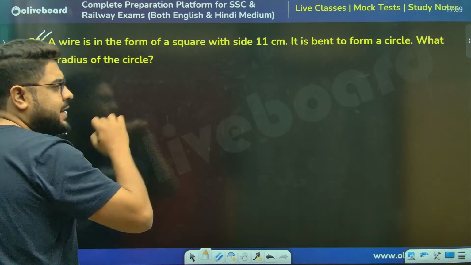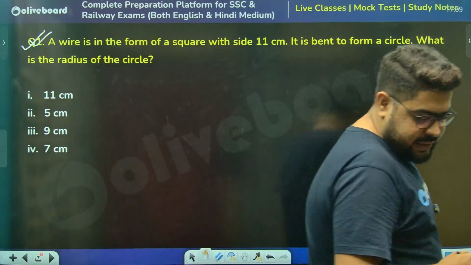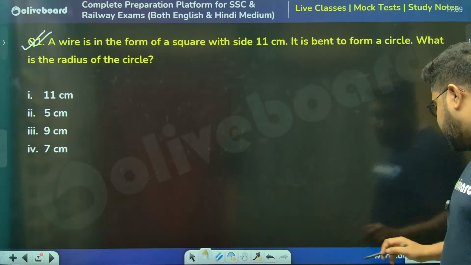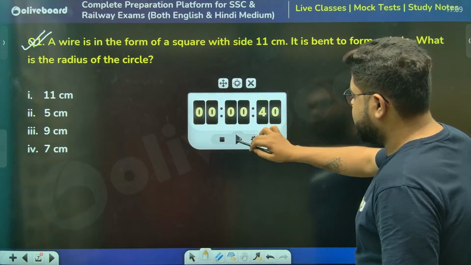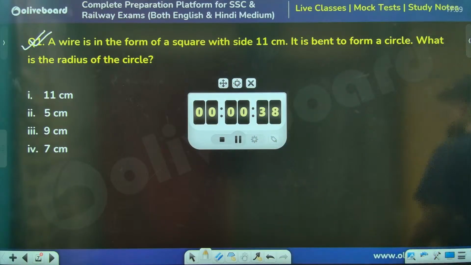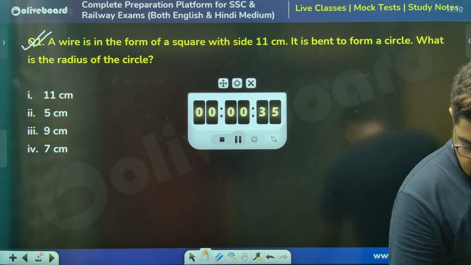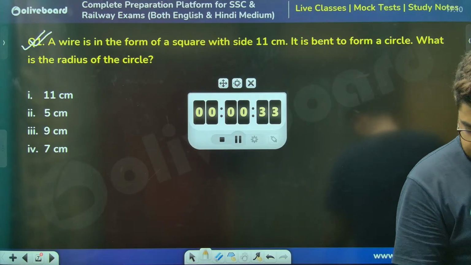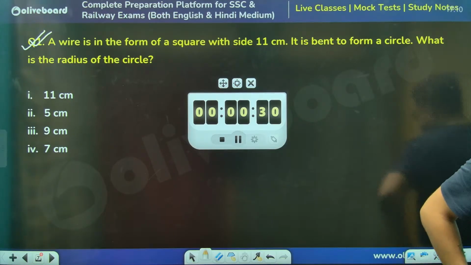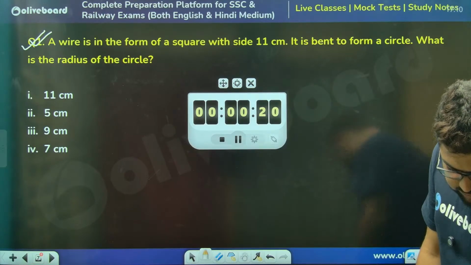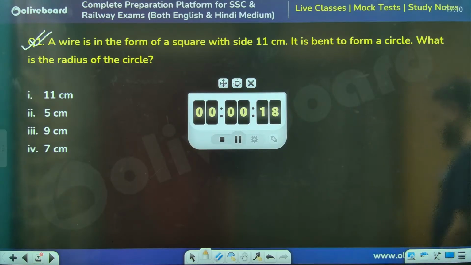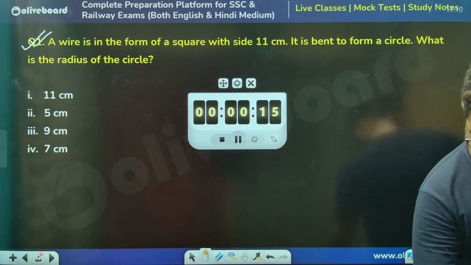So the questions that were remaining from the previous slide. This is the first question, 40 seconds time, solve very quickly. Solve this very quickly. First question, this one. Reena is saying 7.